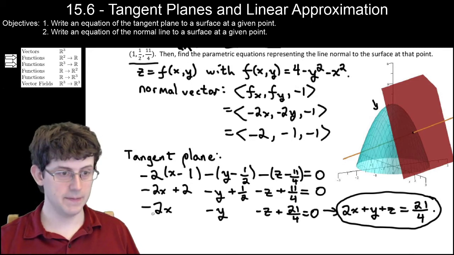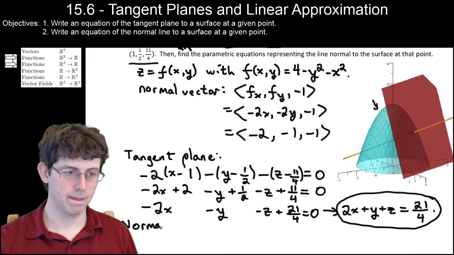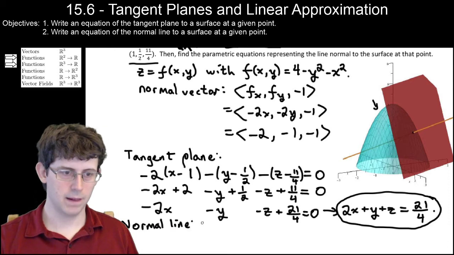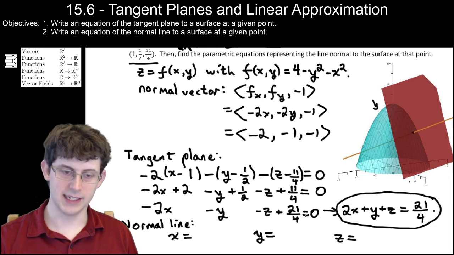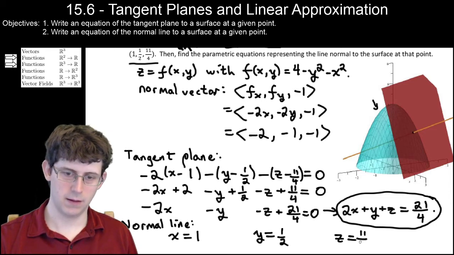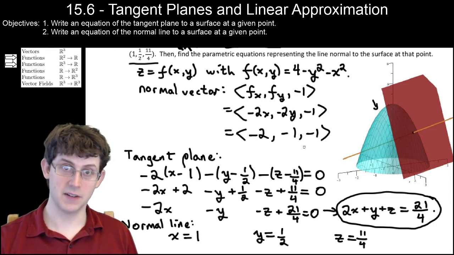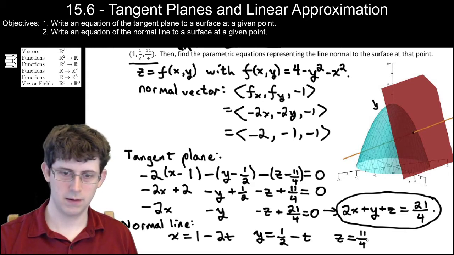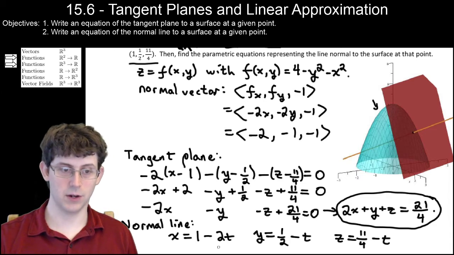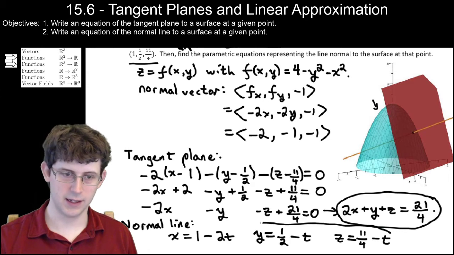Then to get a normal line, a set of parametric equations for a line is not too bad. You'll say x, y, and z equal start at the base point and head in the direction given by that vector. Every second we'll have the x go down by 2, the y go down by 1, and the z go down by 1. So this is a set of parametric equations for the normal line.